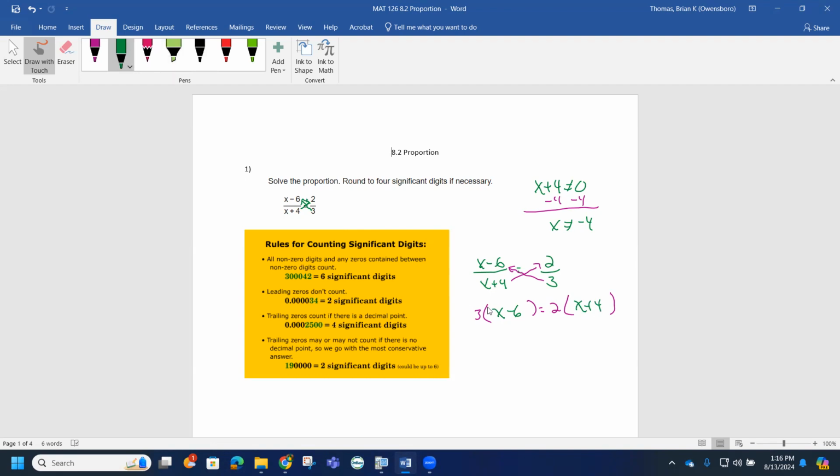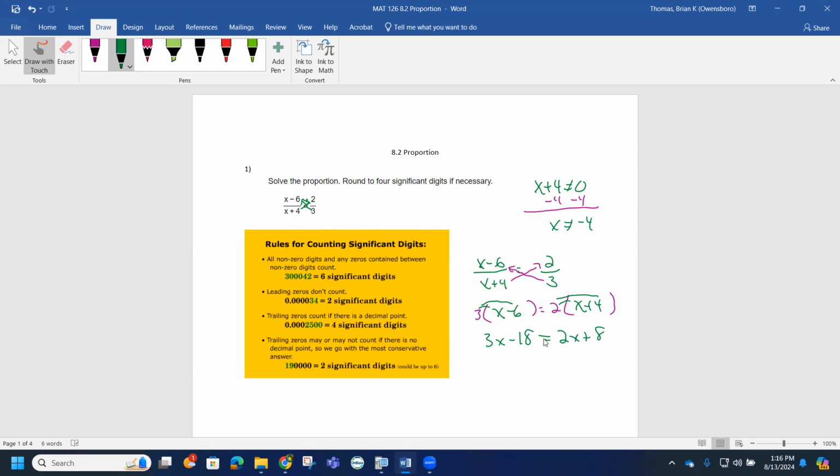Again, to remove the parentheses, we have to use the distributive property. So the 3 has to go through the parentheses. This turns into 3x minus 18. On the other side, we have to distribute the 2 through the parentheses. We multiply through the parentheses, and that becomes 2x plus 8.